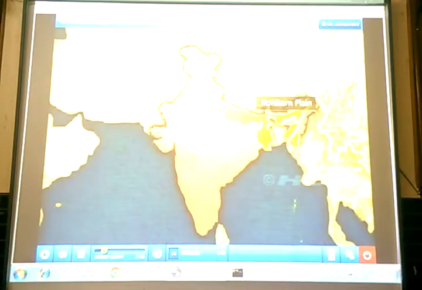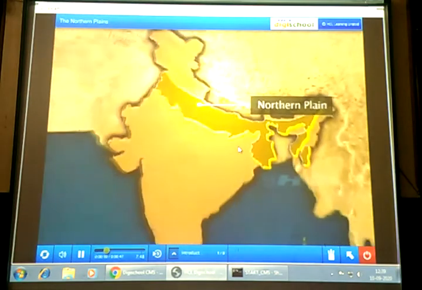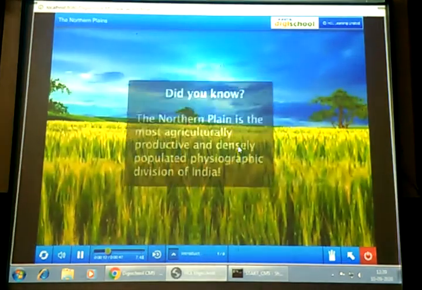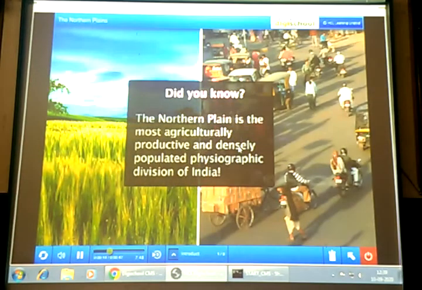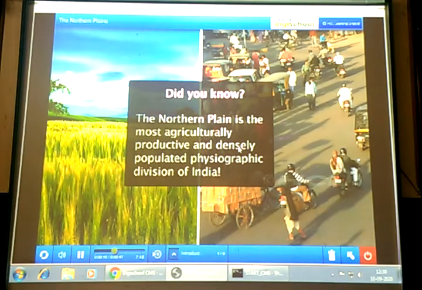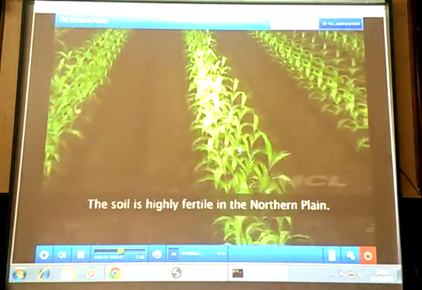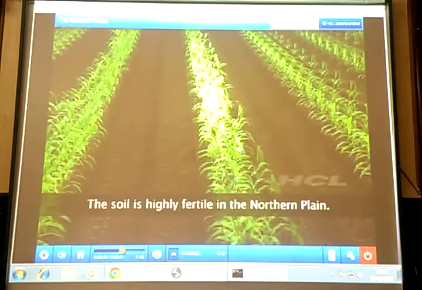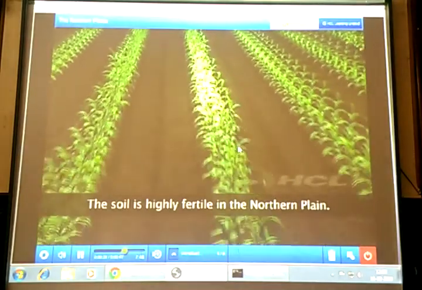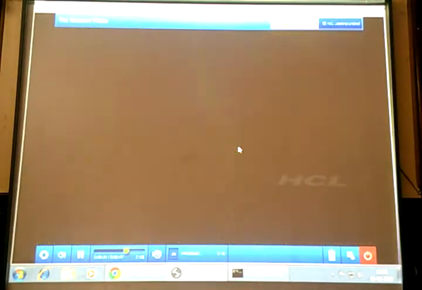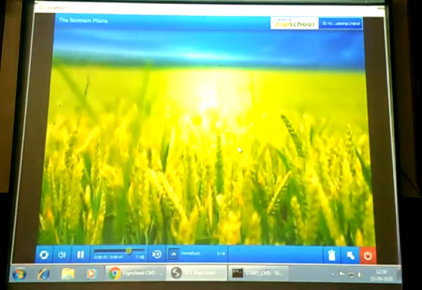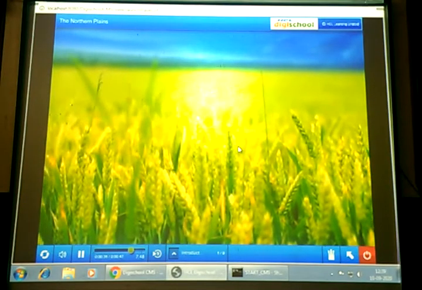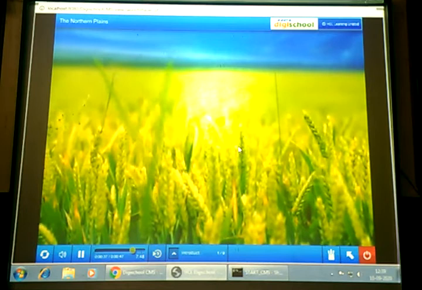The northern plain is the most agriculturally productive and densely populated physiographic division of India. This is because of the high fertility of the soil in this plain. Let us now see how this fertile plain was formed.